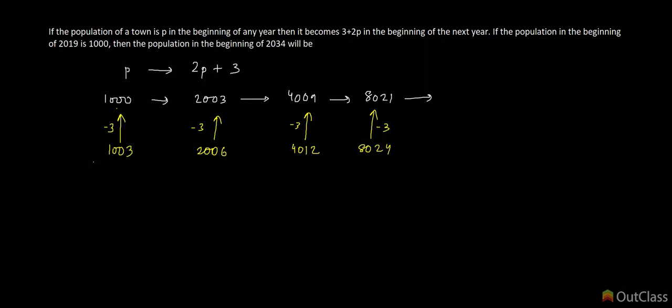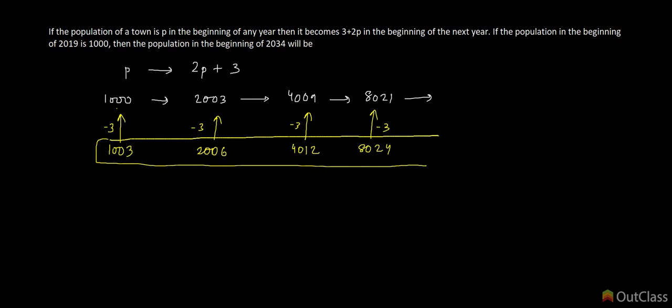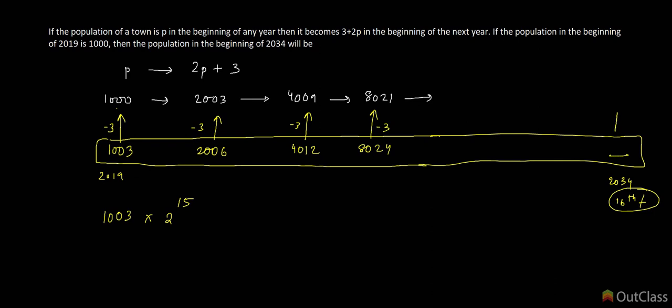Notice that the terms in the second line form a GP, and you can write an expression for the 15th term. So that will be 1003 into 2 raised to, it's going to be the 16th term. If you start at 2019 and ask for 2034, it is the 16th term, and so it will be 2 raised to 15. That should be the number basically coming here, and then you have to subtract a 3. So 1003 into 2 raised to 15 minus 3 is your answer.